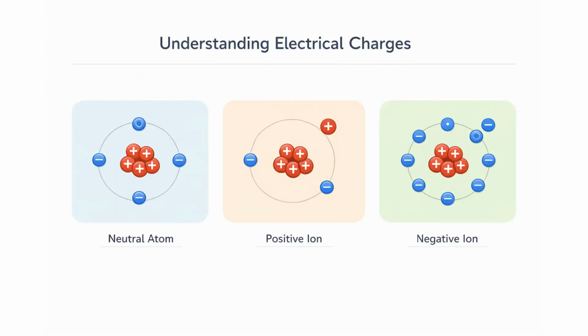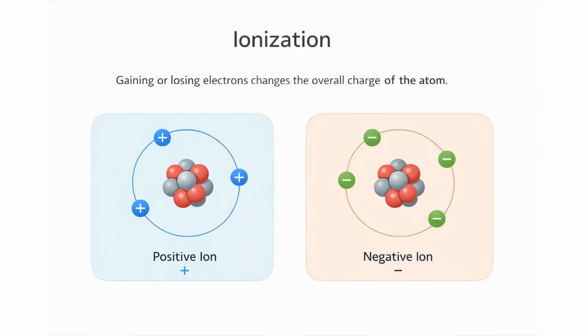Normally, an atom has an equal number of protons and electrons, so their positive and negative charges cancel out, leaving the atom electrically neutral. But atoms can gain or lose electrons. When this happens, the atom is no longer neutral. It becomes what we call an ion. Since protons are tightly bound in the nucleus, it's always the electrons that are added or removed. If an atom loses an electron, it has more protons than electrons, making it a positive ion. If it gains an electron, it becomes a negative ion. This process is called ionization.